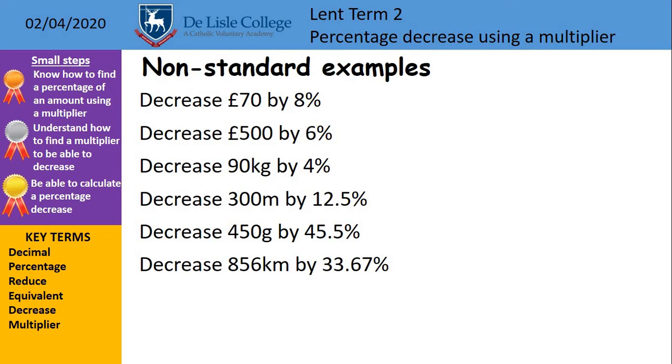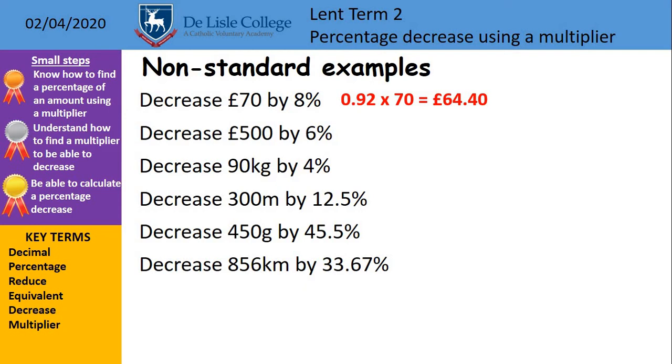Some non-standard examples then, I've popped these ones in just because the percentages are slightly trickier. If you would rather just skip on to the next slide or listen to me going through it, that's fine. If you're confident, please have a go at them in your exercise book first. So the first question, decrease £70 by 8%. Well, 100% subtract 8% gives us 92%. Change this to a decimal, so 0.92 multiplied by 70 gives us an answer of £64.40.